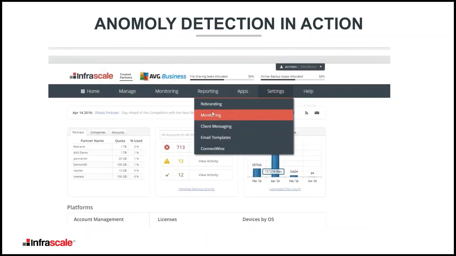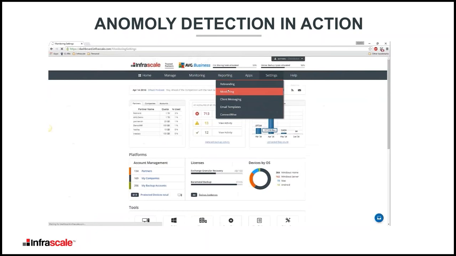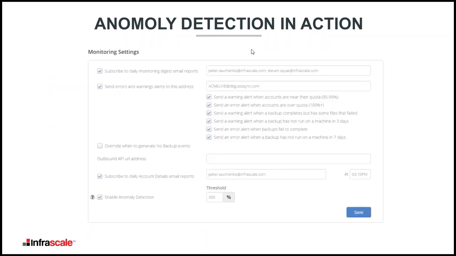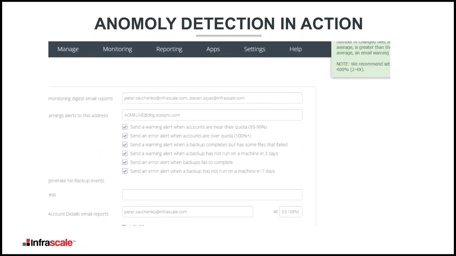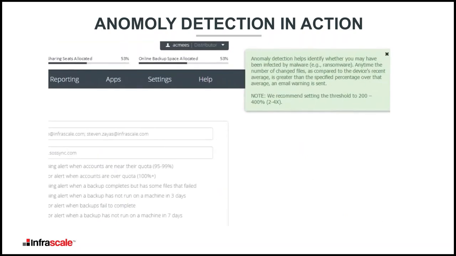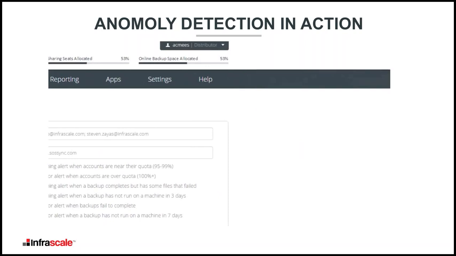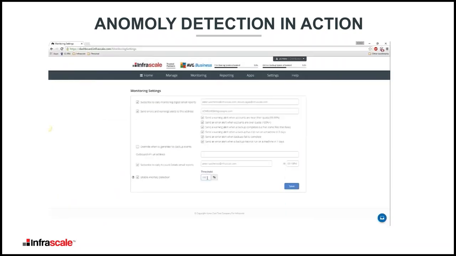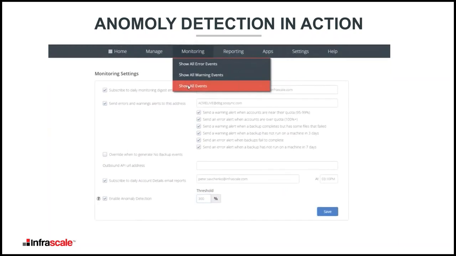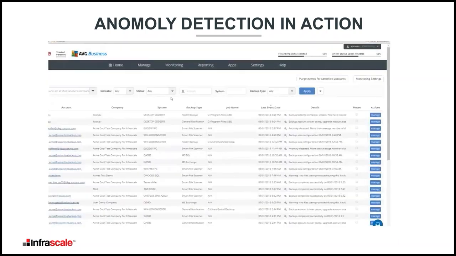So here is how easy it is to set up those anomaly settings. I just go up to my settings tab and click on monitoring. And then I can see the Enable Anomaly Detection option here, this checkbox in the bottom. And this is the threshold percentage that I can set up. So again, we're calculating an average number of files modified over time, and this is for each single device. So if one device has an unusually large number of files modified, then you'll receive an anomaly alert. And that's when you want to look into it and determine what is going on.